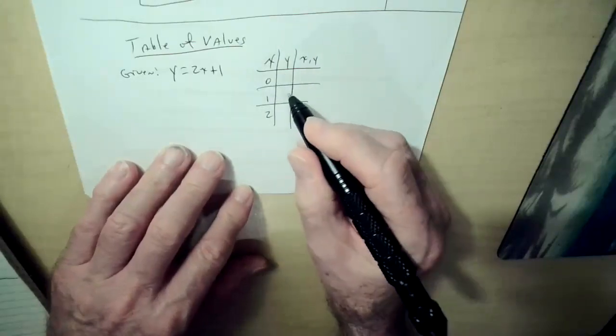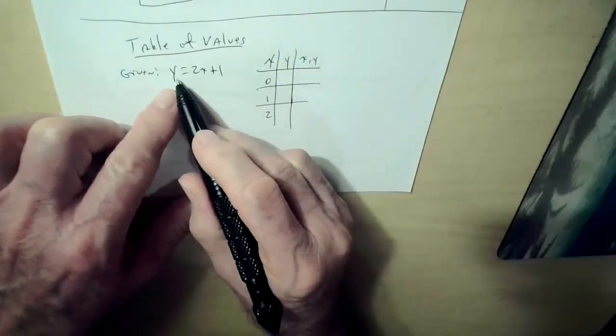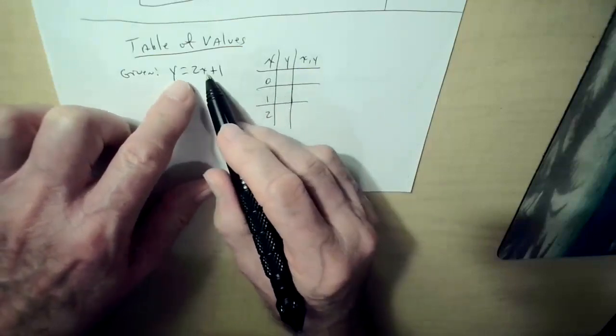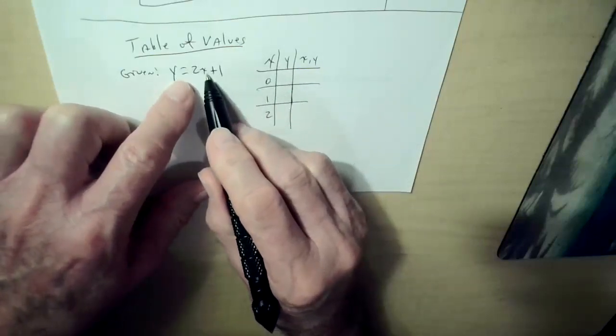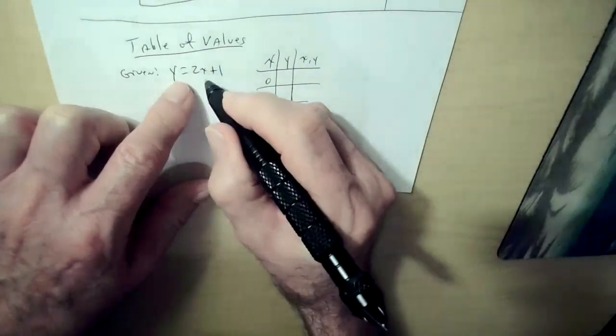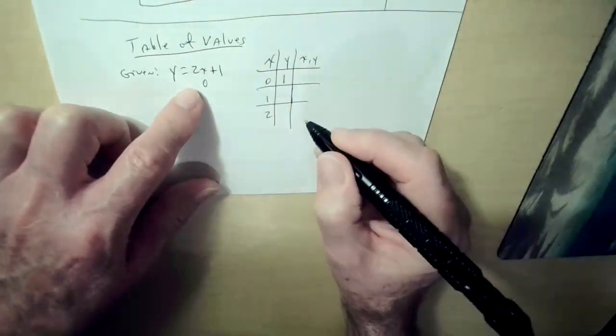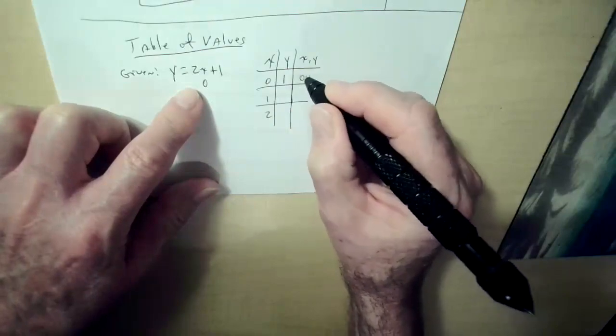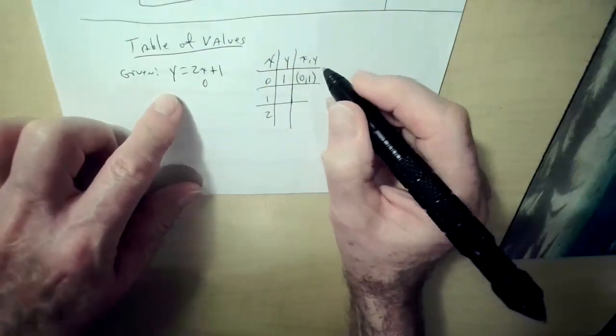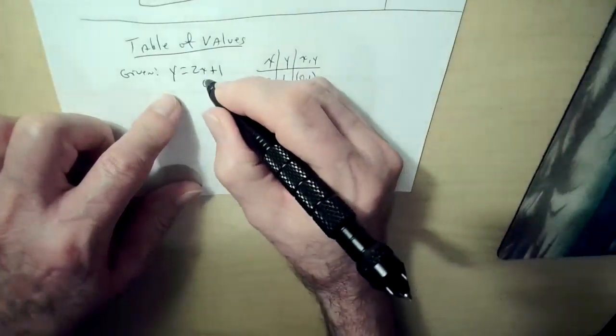Okay, let's make x be 0, 1, and 2. And then we'll find out what y is. If x is 0, 2 times 0 is 0, plus 1 is 1. So we have 0, comma 1.